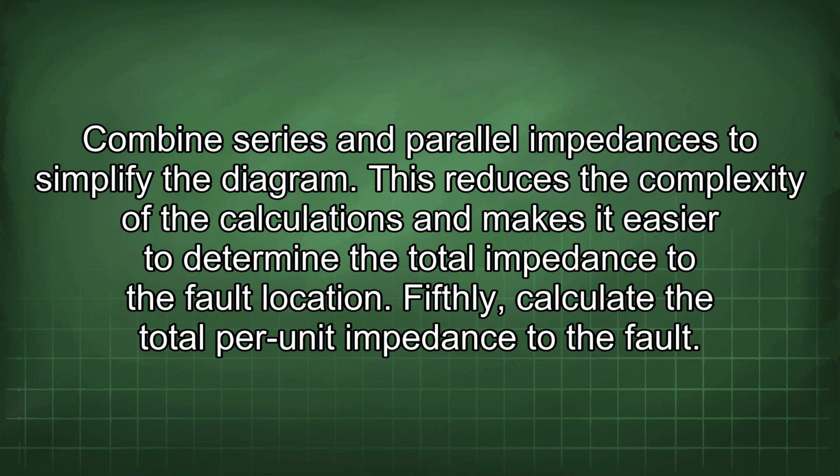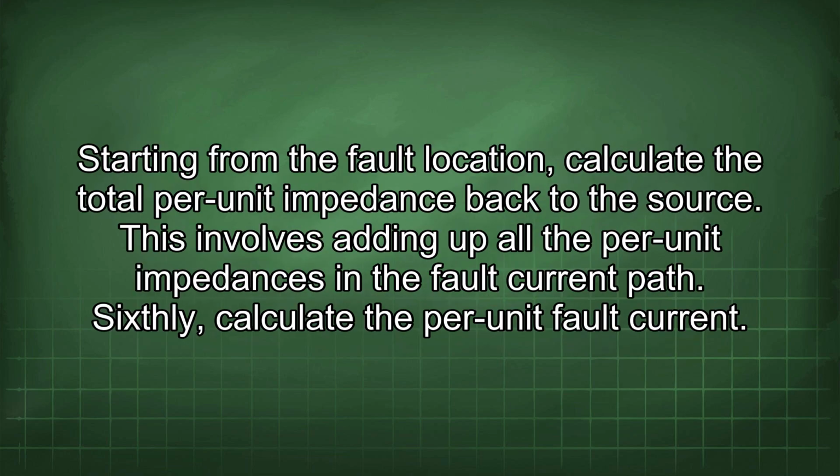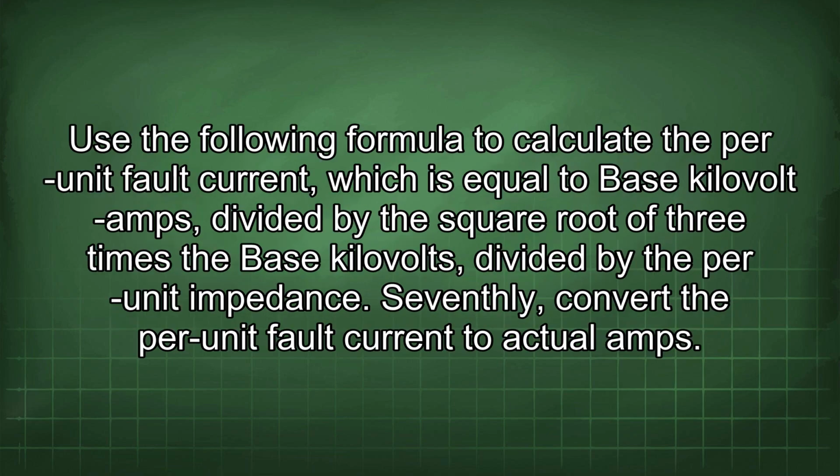Fifthly, calculate the total per unit impedance to the fault. Starting from the fault location, calculate the total per unit impedance back to the source. This involves adding up all the per unit impedances in the fault current path. Sixthly, calculate the per unit fault current. Use the following formula to calculate the per unit fault current, which is equal to base kilovolt amps divided by the square root of 3 times the base kilovolts divided by the per unit impedance.